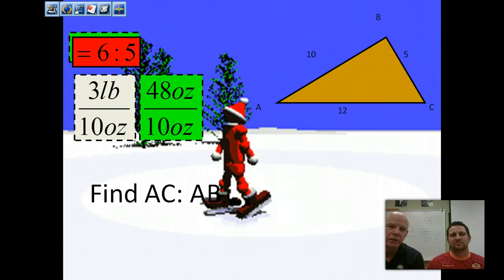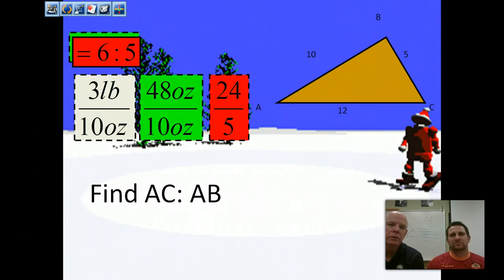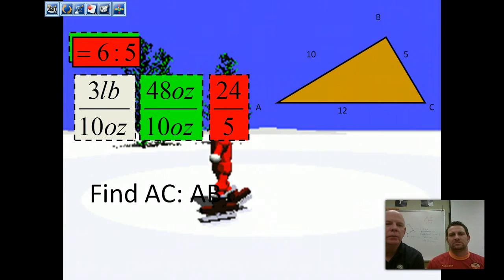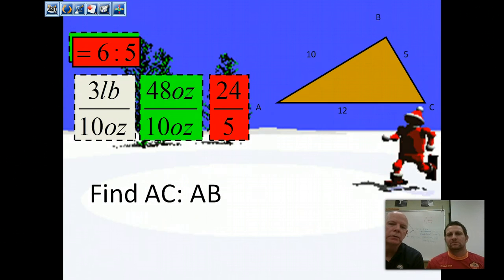But again, it's a fraction that can be reduced, so you have to reduce it. We reduce that down, 2 goes into both, and so we go to 24 to 5. So the way that 3 pounds relates to 10 ounces is 24 to 5 as a reduced ratio.